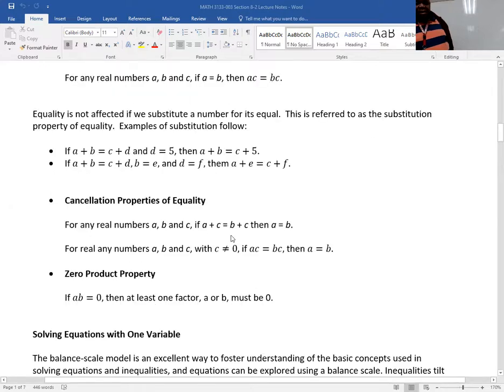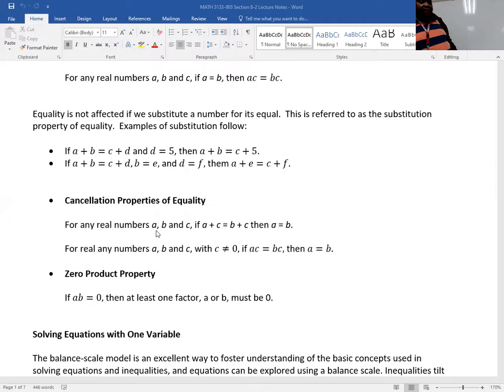Okay. Next, you see the two properties for cancellation. They call them the cancellation properties of equality, and that's going to be this. It's just the inverse or the reverse of the addition property of equality and the multiplication property of equality.